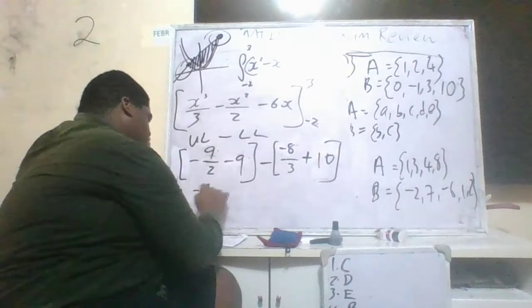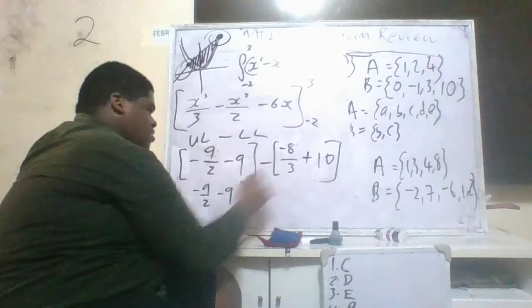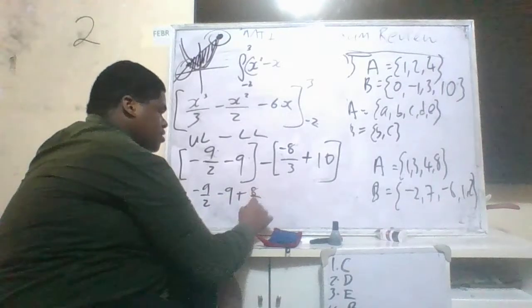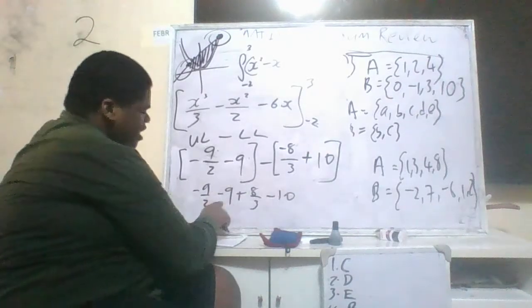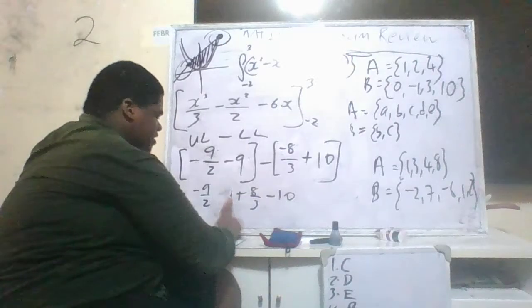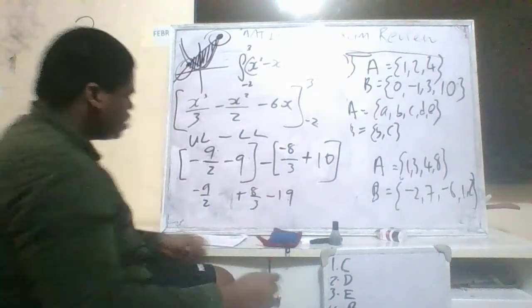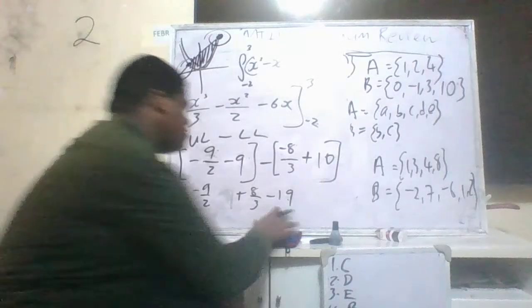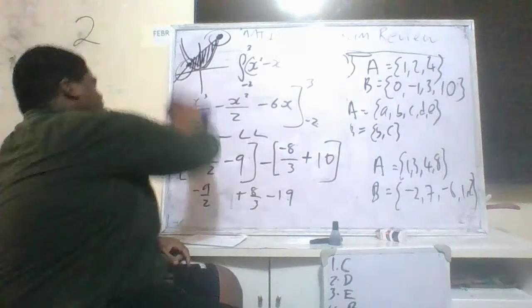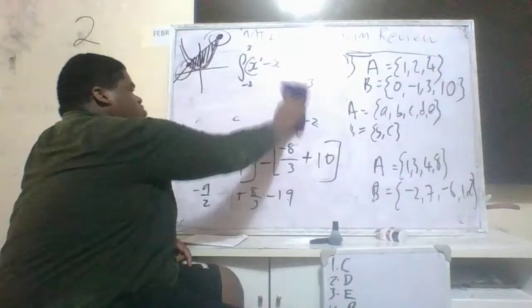You have negative 9 over 2 minus 9 plus 8 over 3 minus 10. Negative 9 minus 10, that is negative 19. So now you can bring them all under the same denominator. I'm going to clean here so I can solve continuously.